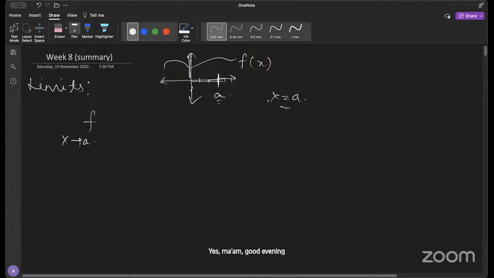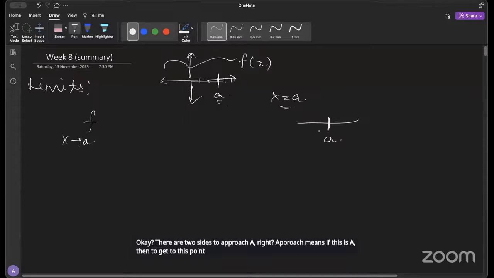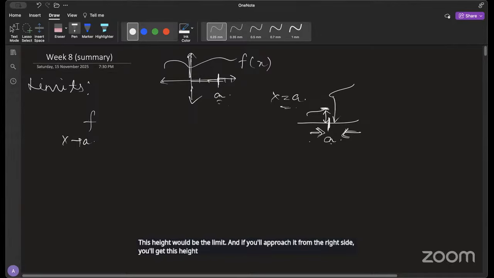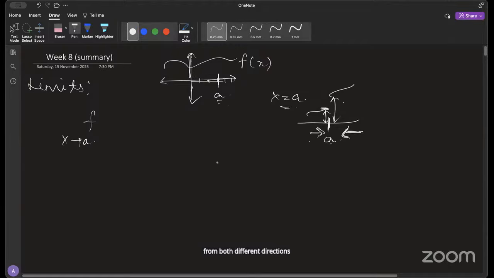There are two sides to approach a, right? Approach means if this is a, then to get to this point on the x-axis, you have two directions. One is this one and the other one is this one, right? So this direction is called the positive one. And what can happen is you can have this thing, right? So in this case, when you approach this point from the left side, you will get some different limit, which would be this height. And if you approach it from the right side, you will get this height as the limit. That can vary, obviously.